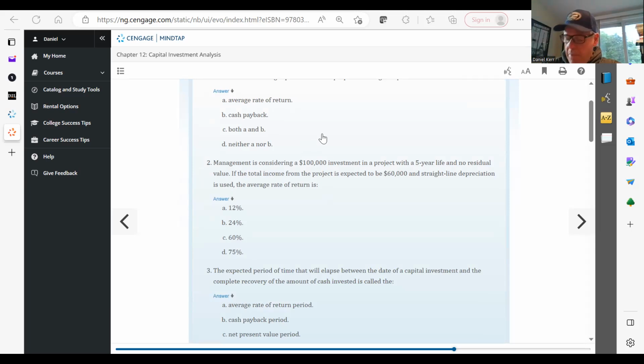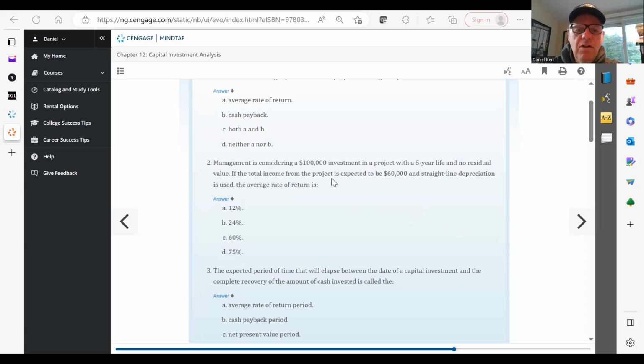Number 2, management is considering an investment of $100,000 project with a 5-year useful life and no residual value, right? So it cost us $100,000 and it's got no residual value. So at the end of the useful life, it's going to have a 0 value. So if you want to get the average investment over the period, it's 100,000 plus 0 divided by 2, because that's going to be the average value.